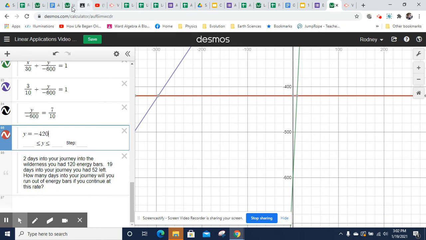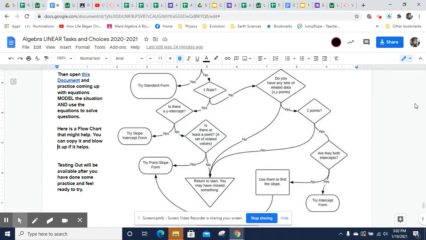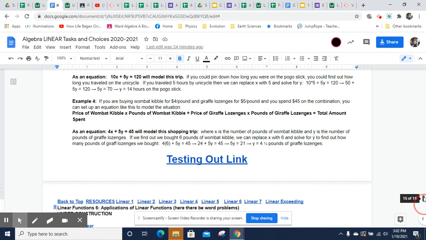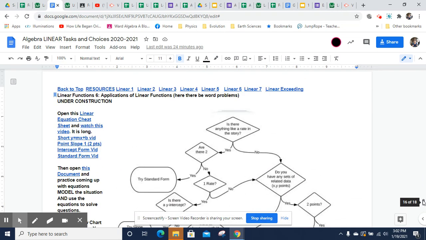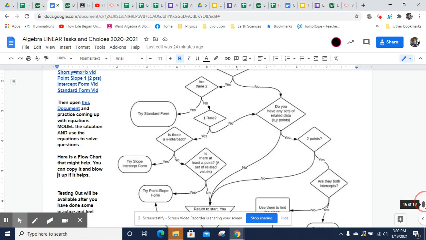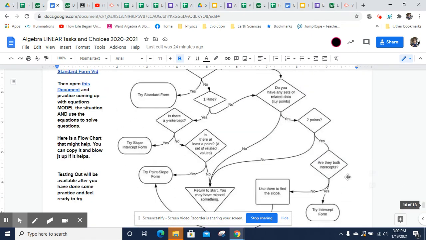So let's look at the flow chart. So we start off. Is there anything like a rate in the story? Well, there's an implied rate, but we haven't been handed a rate. So we're going to say no right now. Okay, so follow the no. Do you have any related data like XY points? Well, yes, you do. You have 2 points, (2, 120) and (19, 52).